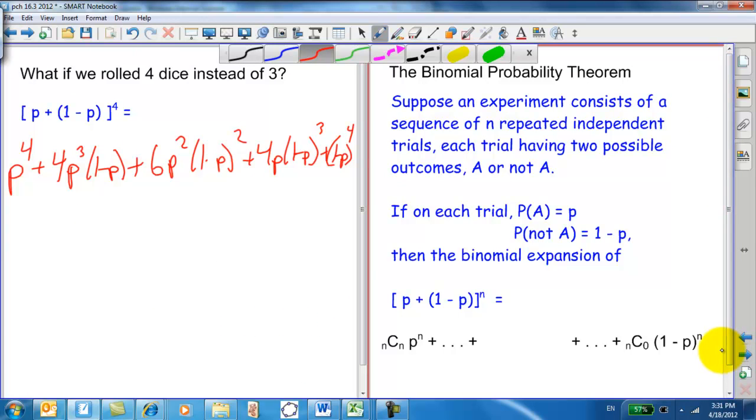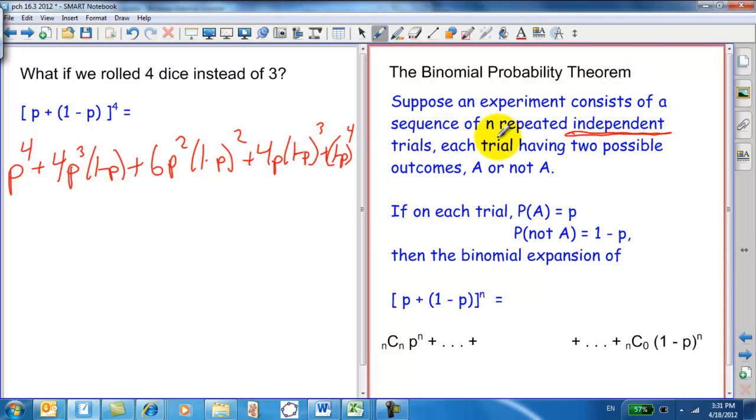So the binomial probability theorem: suppose an experiment consists of a sequence of n repeated independent trials. Very key idea here, independent. And they've got to repeat. It's got to be the same trials. And it's got to be a fixed number of trials. Each trial having 2 possible outcomes, A or not A. And if on each trial the probability of A is P, the probability of not A is 1 minus P, then the binomial expansion of this will tell you those probabilities.